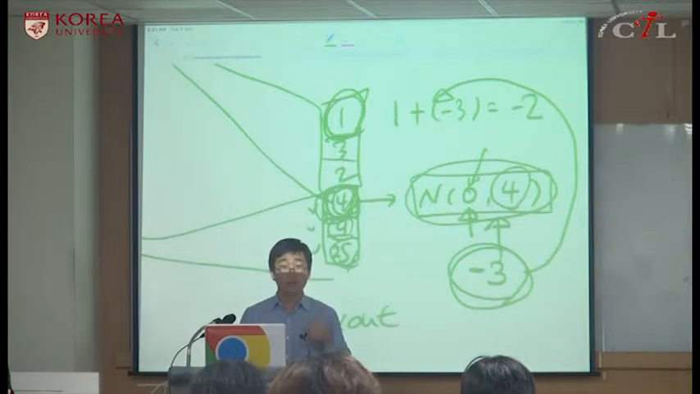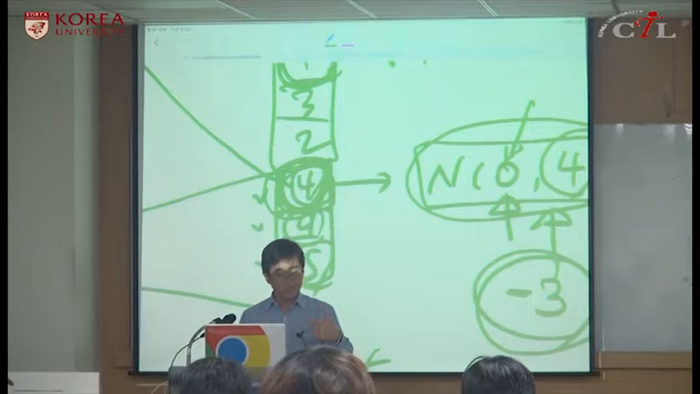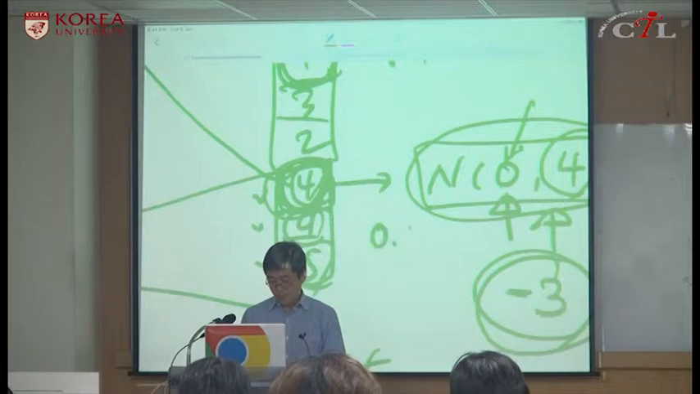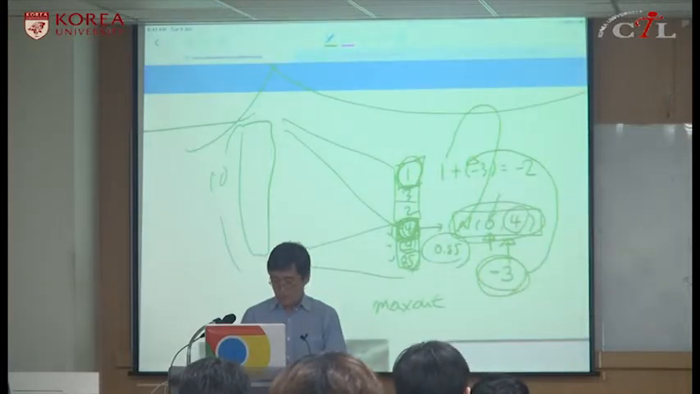In the case of GLU, gated linear units, this one will go through the sigmoid, and suppose once we pass through the sigmoid the output was 0.85. Then this guy will be multiplied with this value.